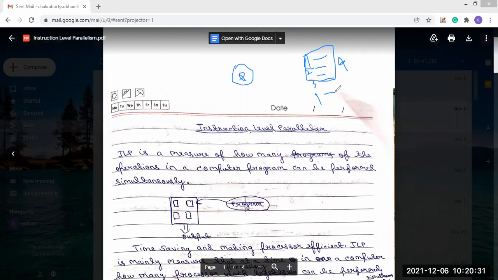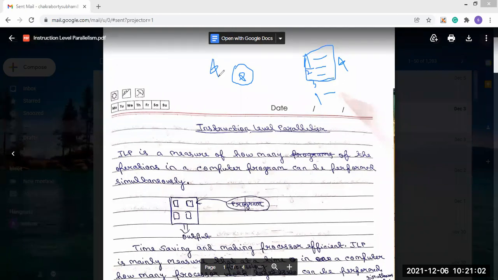Let's say this is a small example we are taking. Executing each instruction requires 1 unit of time. So if there is a single processor present, to execute these 4 instructions, how much time will be required? Anyone? We know it is 4 units of time. Yes, 4 units of time will be required to execute.